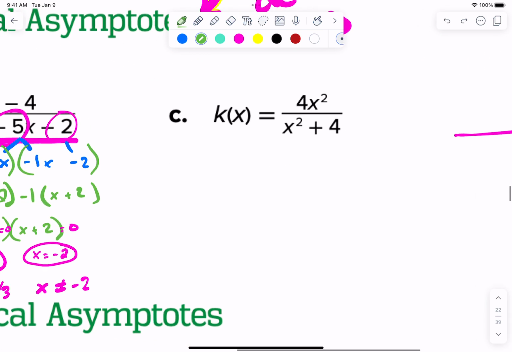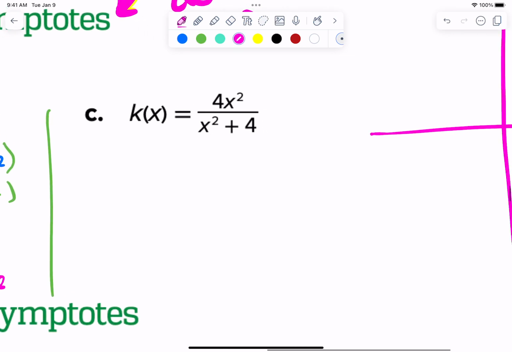Okay, all right, C. How do I find the VAs? Set the denominator equal to 0. x squared plus 4 equals 0. Okay, and then I keep solving.